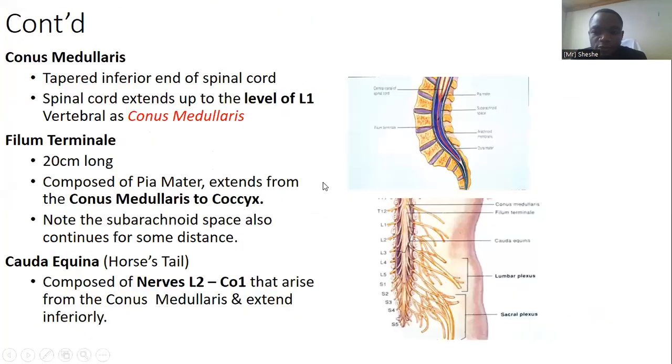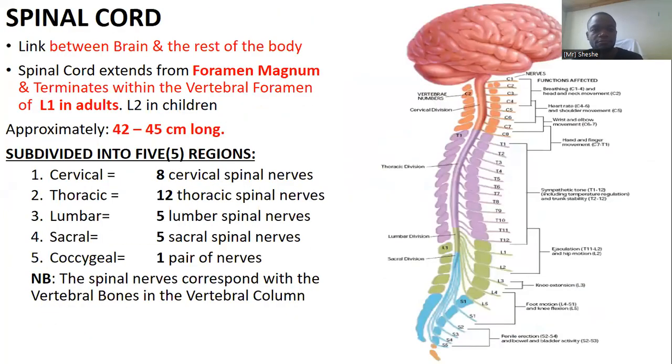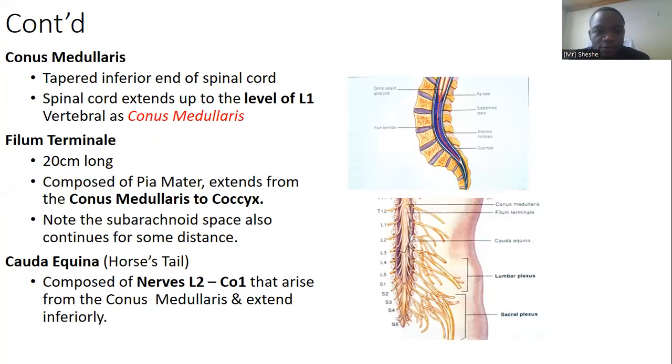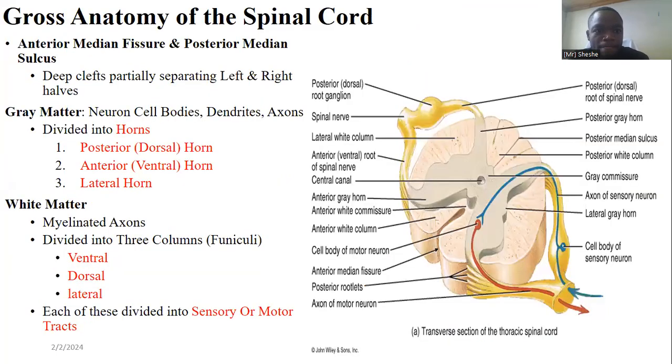All right, so we are going to finish off the presentation that we started last time. So this is part 2 of the introduction to the nervous system. We discussed the brain and also the spinal cord. In the previous discussion, we ended on the termination of the spinal cord.